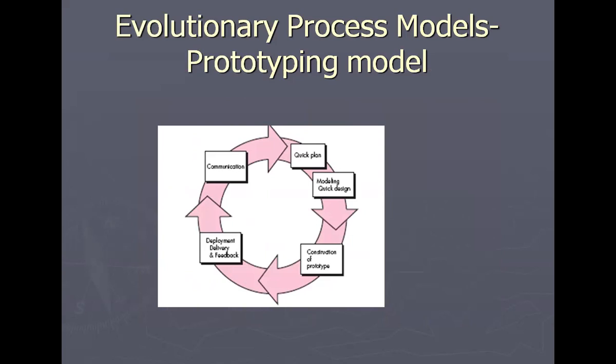All the phases, communication, quick planning, and modeling, work in an evolutionary way, meaning we make one prototype of the particular project. We show that prototype to the customer. The customer will have a look, and if there is any correction, it can be applied to the different phases.